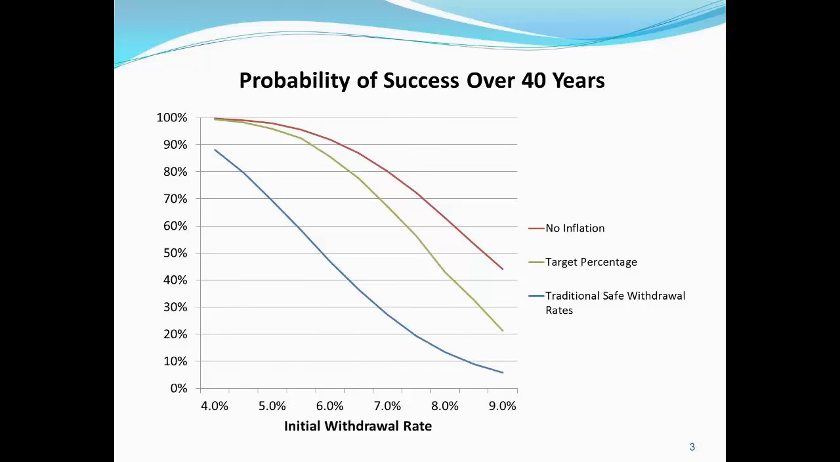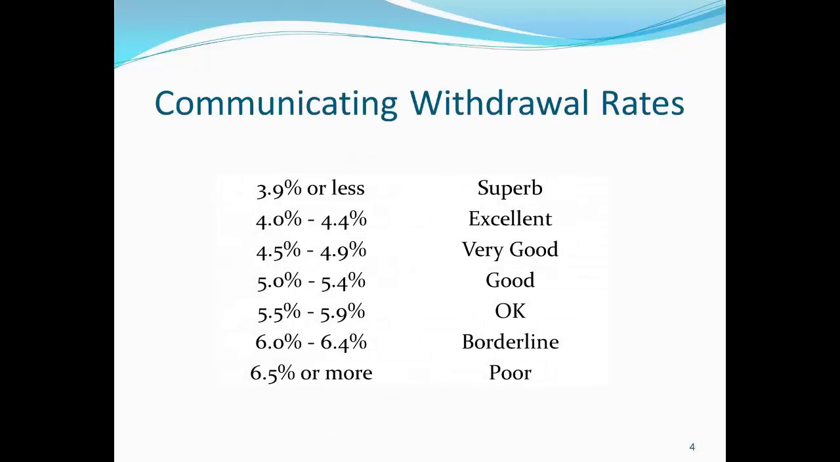So my question was, how do I explain this to clients in a nice, easily understandable way? So I came up with this little table, which is again the basis of the spreadsheet, saying that if you can get yourself to retirement with a withdrawal rate of 4 to 4.4%, that's excellent, et cetera, et cetera.